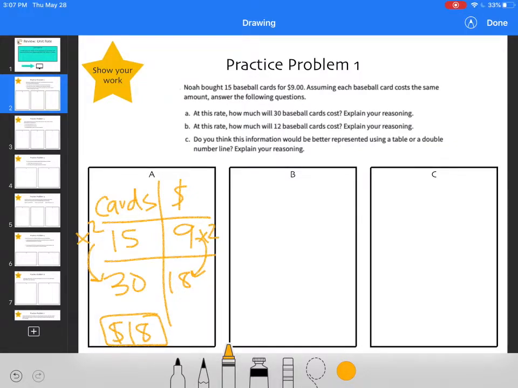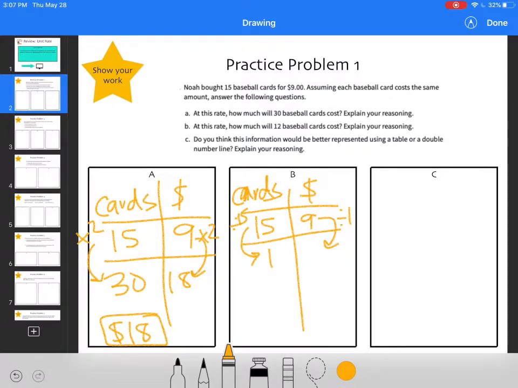Then they want to know how much would 12 baseball cards cost. This one's a little bit harder. I still have my cards and my cost, 15 to 9, but this time I want to know how much does one card cost, and then I can work from there. So I'm going to divide this side by 15. I'm going to divide this side by 15. This is just like the percent lesson we did earlier this week. So I'm going to use my calculator, 9 divided by 15, and I get 6/10.